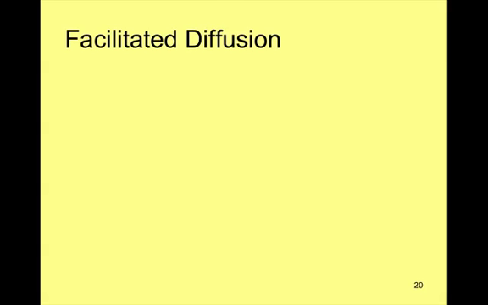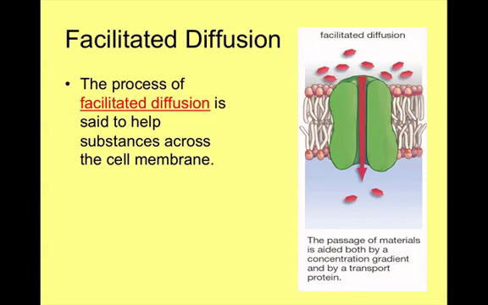All right, welcome to the last section of 7-3 notes. It's going to be on facilitated diffusion and active transport. In facilitated diffusion, you have to remember that once again, in the process of diffusion, diffusion requires no energy, and it's said to help substances across the membrane.